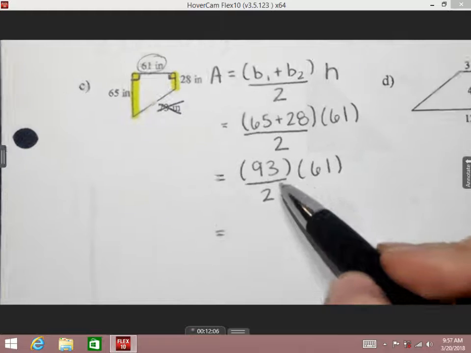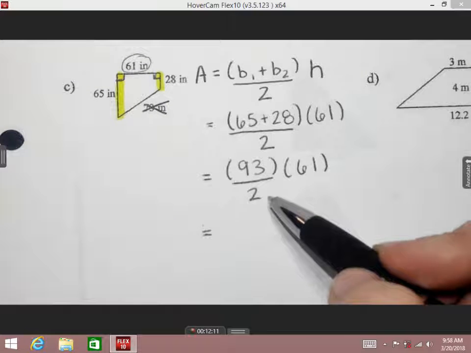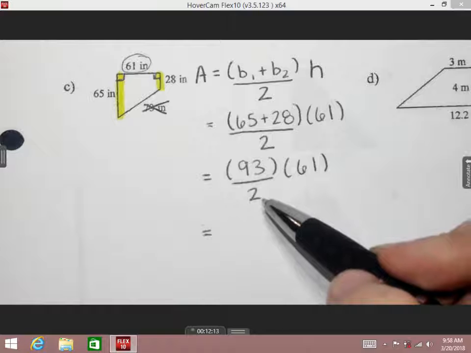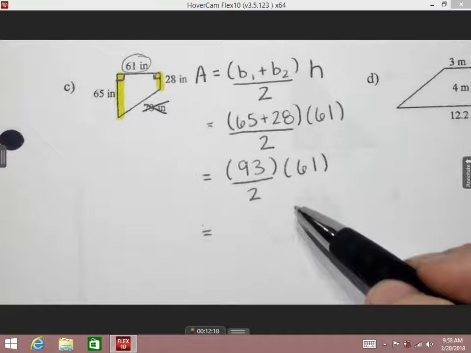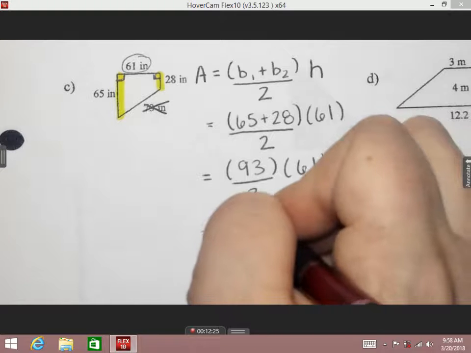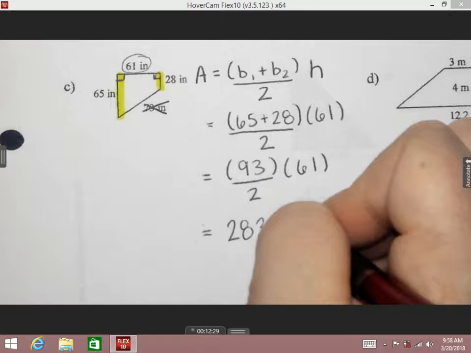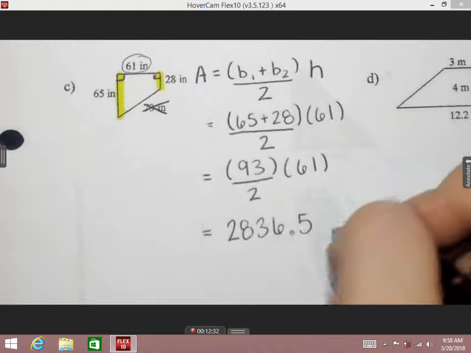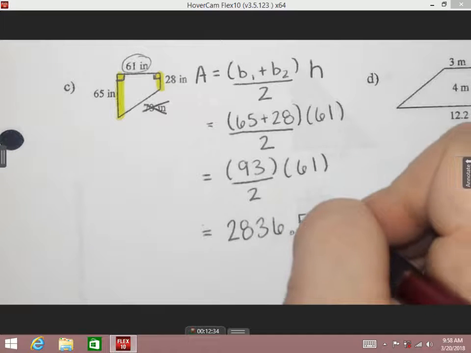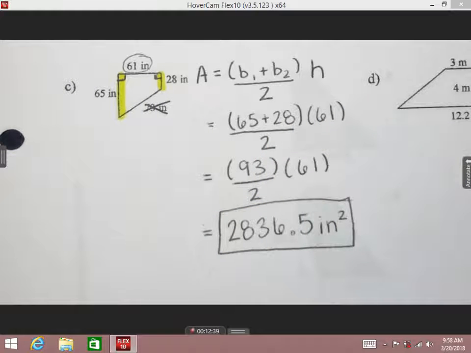And then from here, we can use our calculator. 93 divided by 2 gives me, okay, and then we multiply it times 61, and what does that give me? 2,836.5 what? Inches squared. Okay, very good.